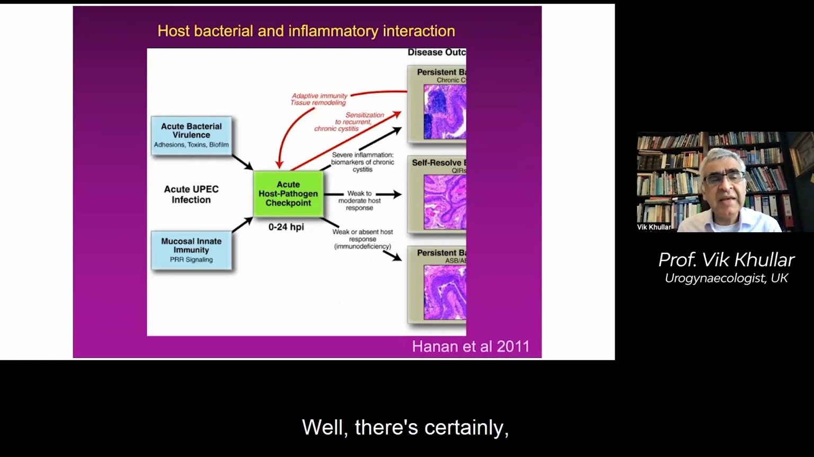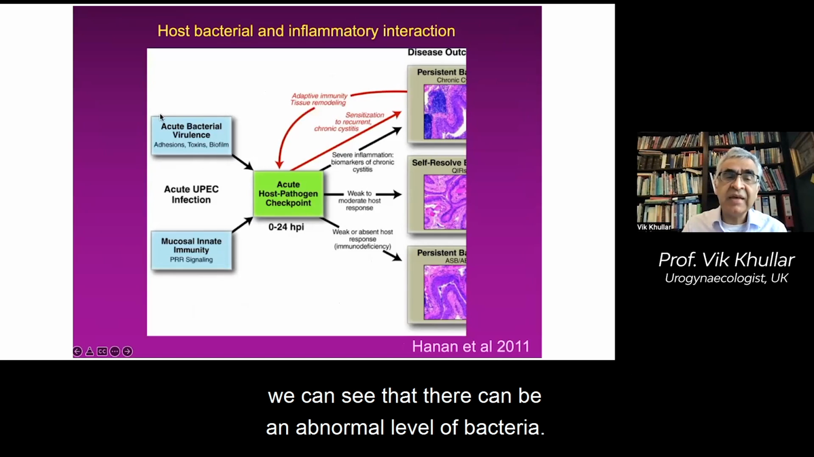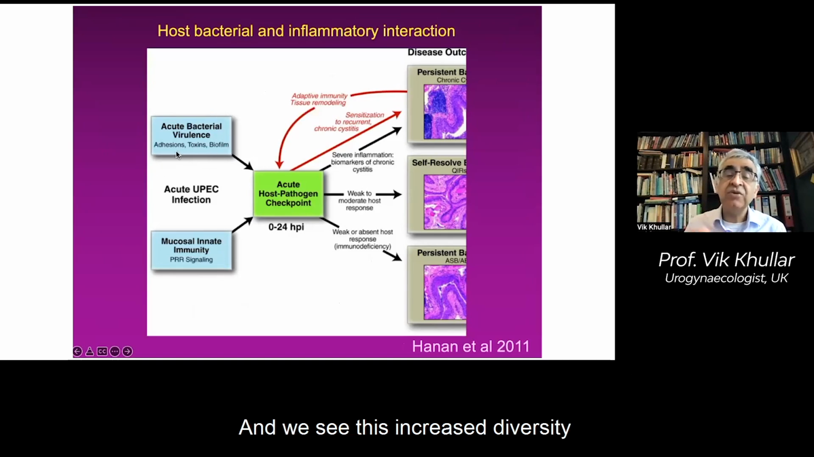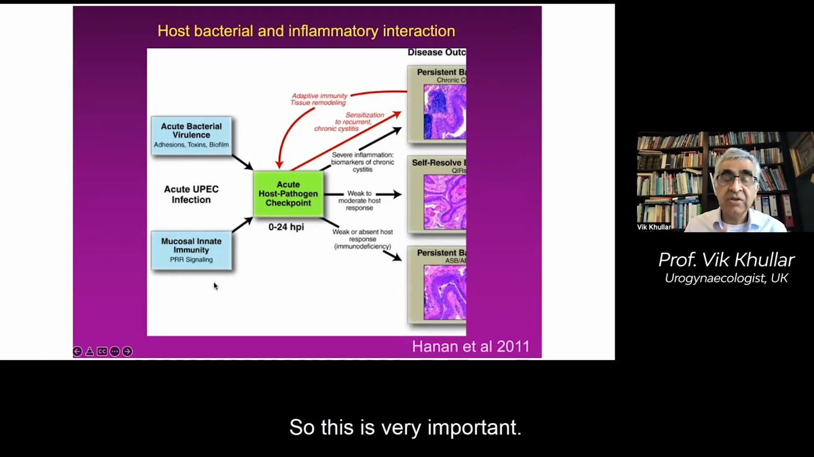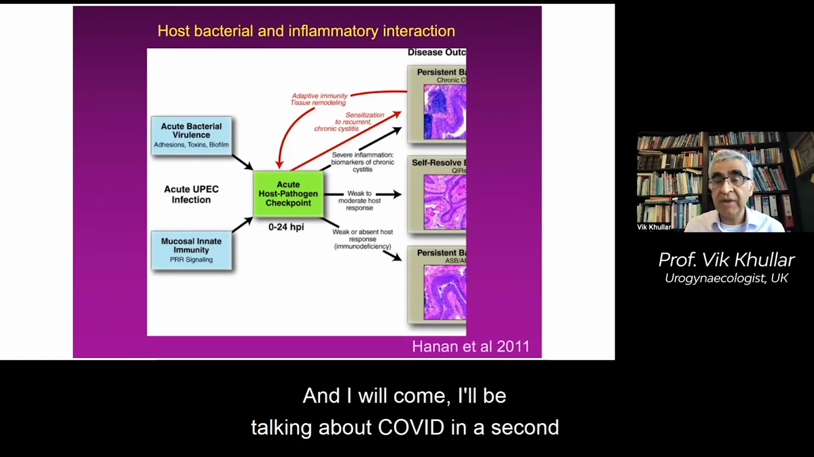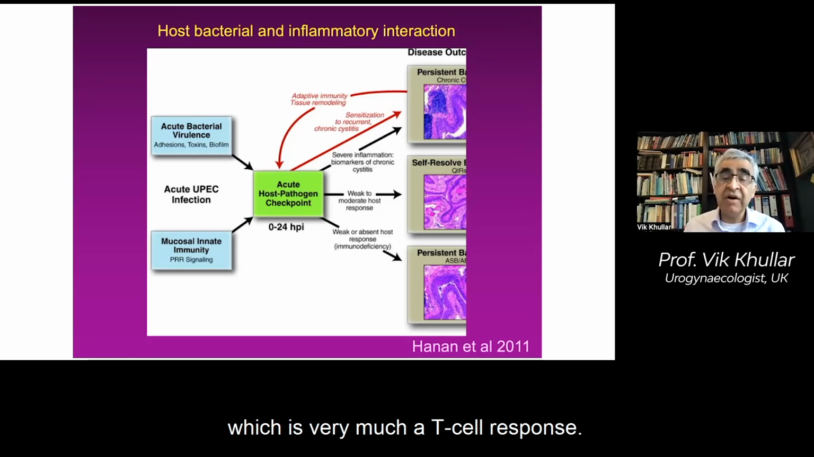Well, we can see that there can be an abnormal level of bacteria, and we see this increased diversity of bacteria in the bladder. There's an interaction with the innate immune system. So this is very important. It's not an antibody-based problem. And I'll be talking about COVID in a second, which is very much a T cell response.